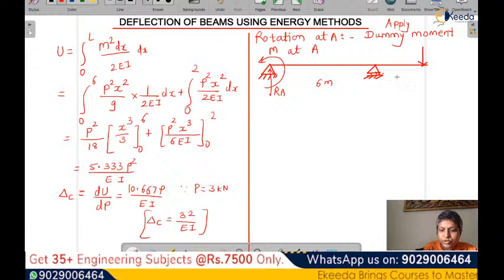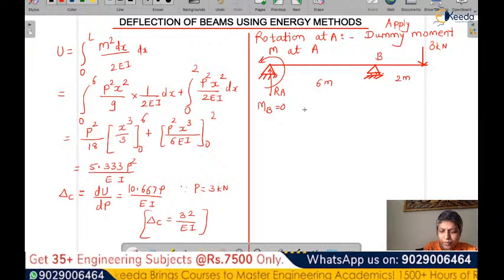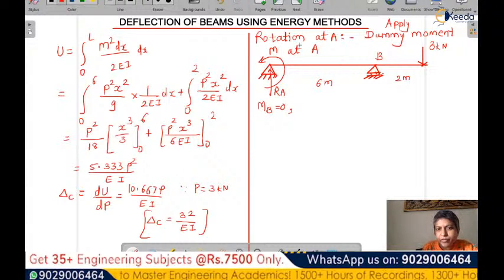This is 6 meter, 2 meter, we know that. Okay, this is 3 kilonewton. Now let's consider moment about support B is equal to 0, and again calculate the RA value. So this is a totally different case when we have to calculate rotation at support A. So our equation becomes, when you consider moment about B, so what all values are there?